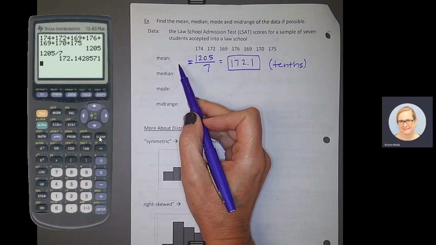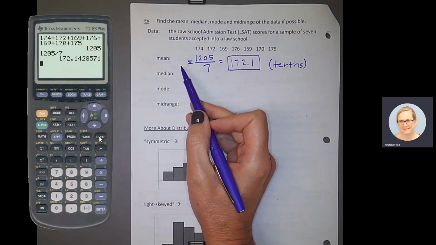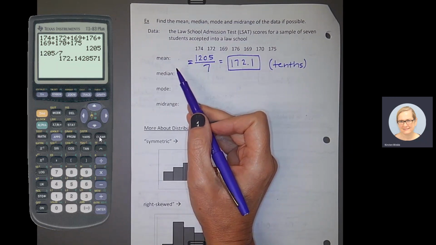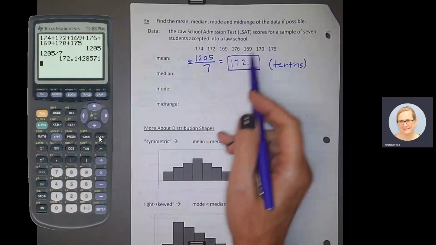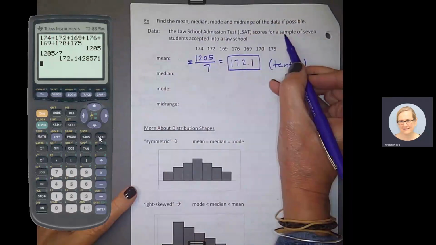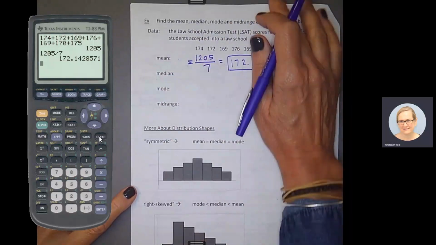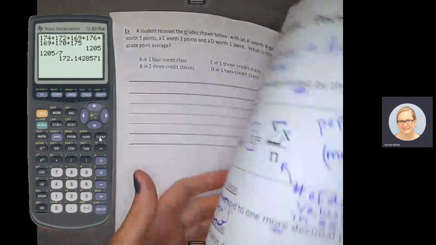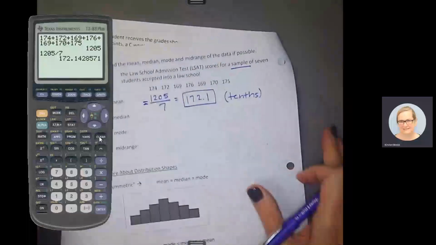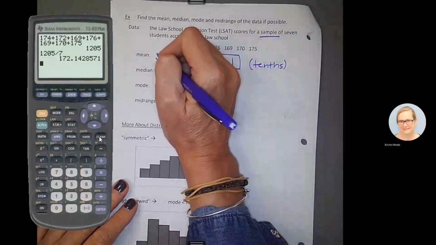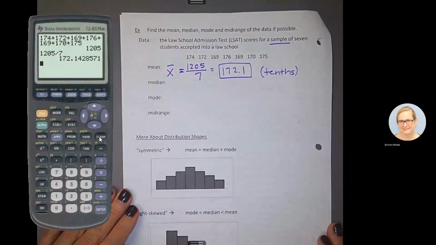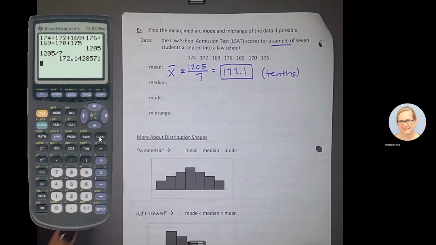Let's label that answer with a symbol. We said if we're calculating the mean of a sample, we use one symbol, or population, we use another. Is this a sample or a population? Sample. So which symbol should we use? X bar. You got it. Anybody use a little help with the mean?